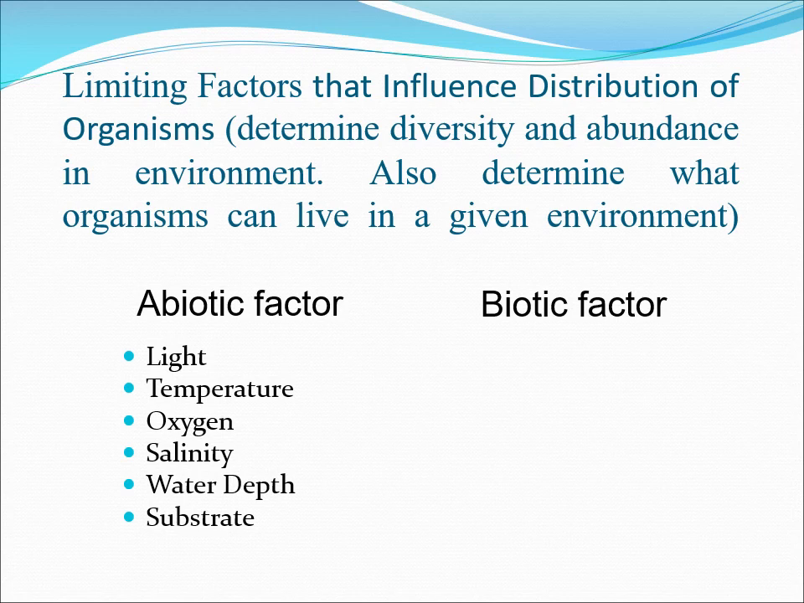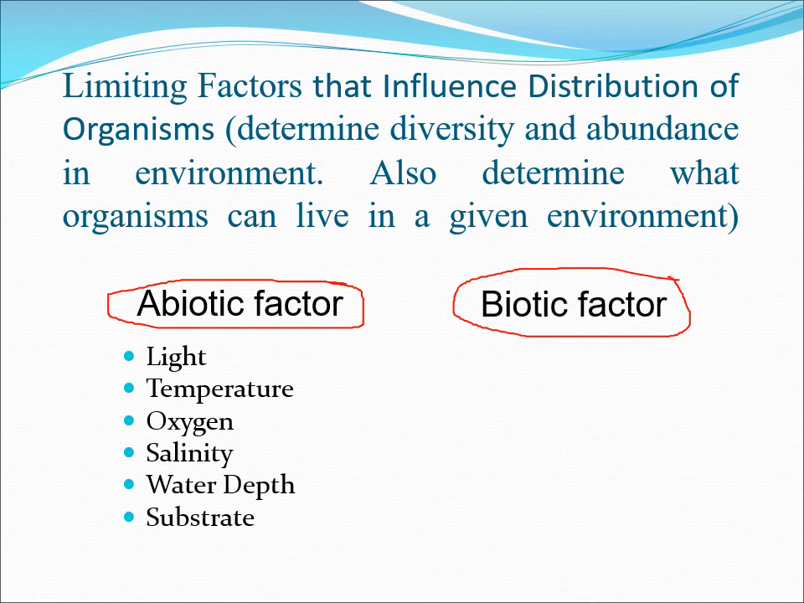Now the environment is consist of two things. One is the abiotic thing or non-living things, that is the abiotic factors, and other is the living part, that is the biotic factors. Now, along abiotic factors, six main variables are there which can affect an organism's position and organism's behavior in an environment. The first one is light, temperature, oxygen, salinity, water depth, and substrate. So we will come one by one.